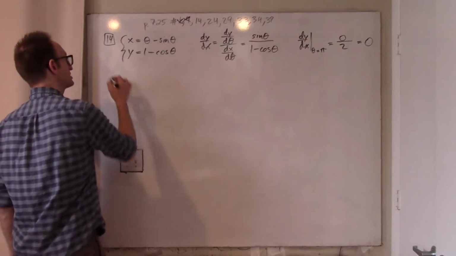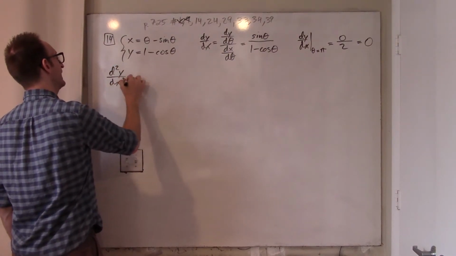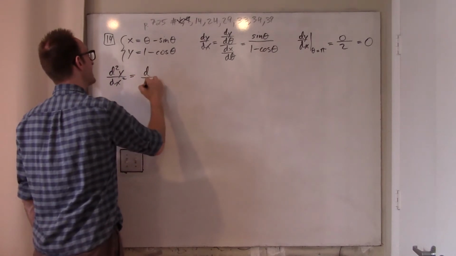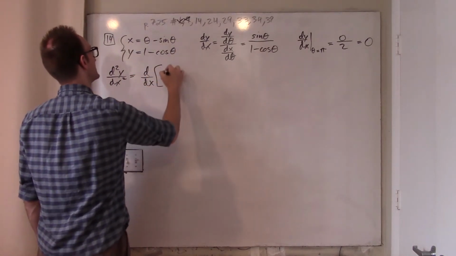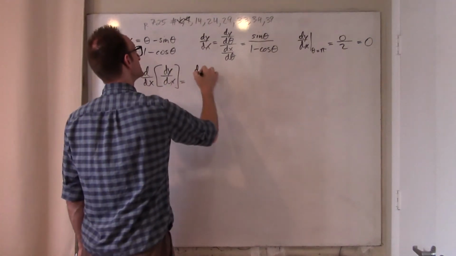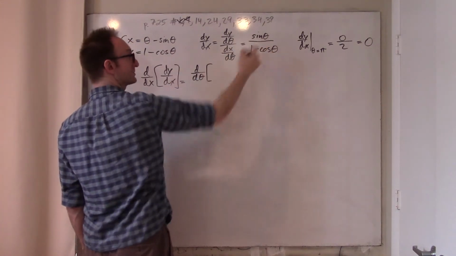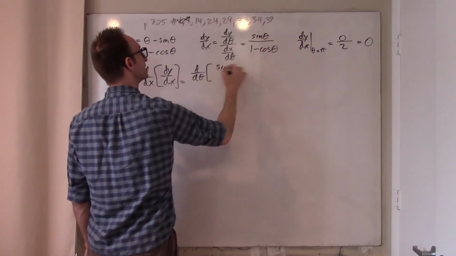Okay, part 2 of the question asked again for d squared y dx squared. So now we recognize that that means what is the derivative with respect to x of dy dx? And we know that that means what is the derivative with respect to theta of dy dx, divided by dx d theta, which is this thing. So actually this is a little bit of a drag.